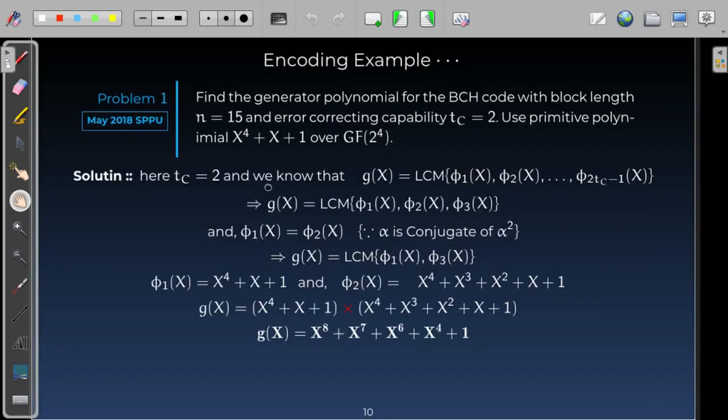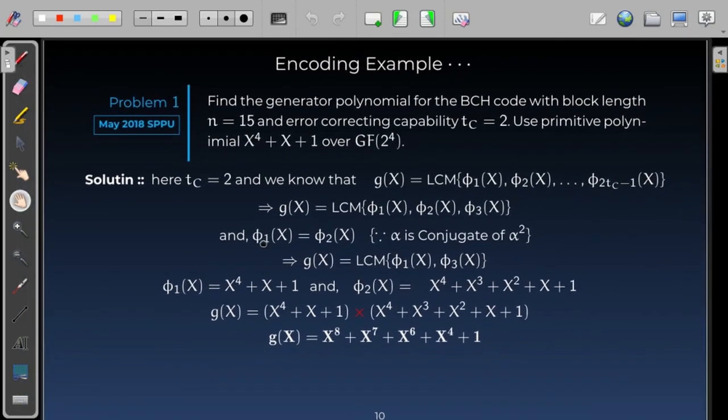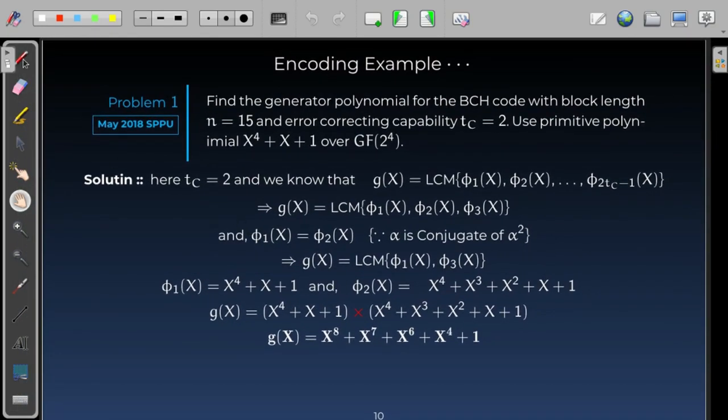So you can see here that phi 1 of x is calculated to be x to the power 4 plus x plus 1. Phi 2 of x is x to the power 4 plus x cube plus x square plus x plus 1, and we have to multiply these two together. When we multiply these two together, our result is going to be g of x, x to the power 8 plus x to the power 7 plus x to the power 6 plus x to the power 4 plus 1. Okay, so this is how we can calculate the generator polynomial of a BCH code.